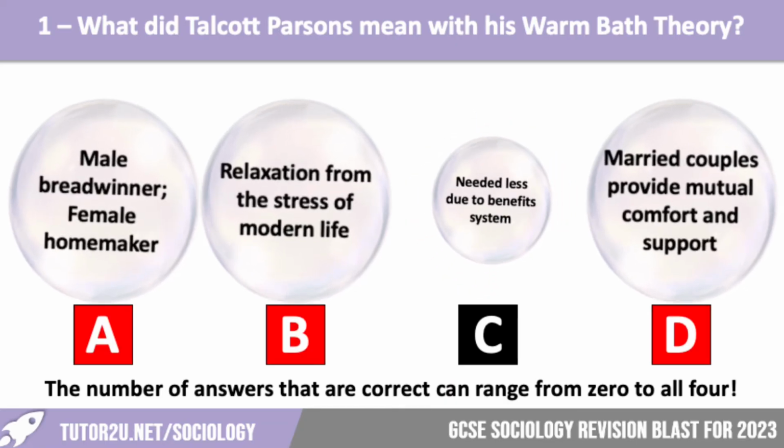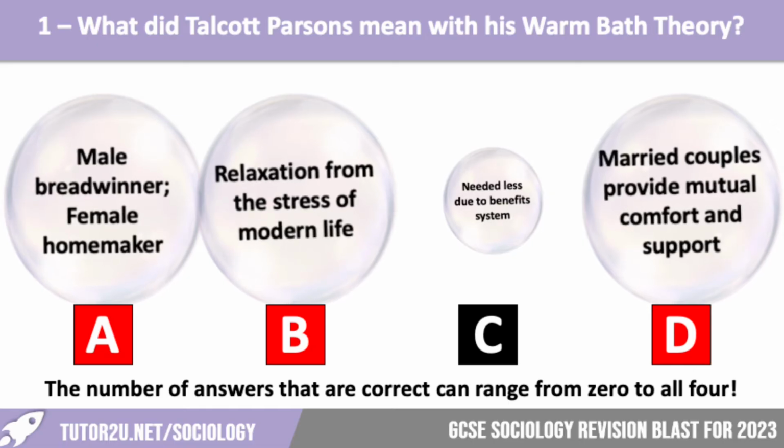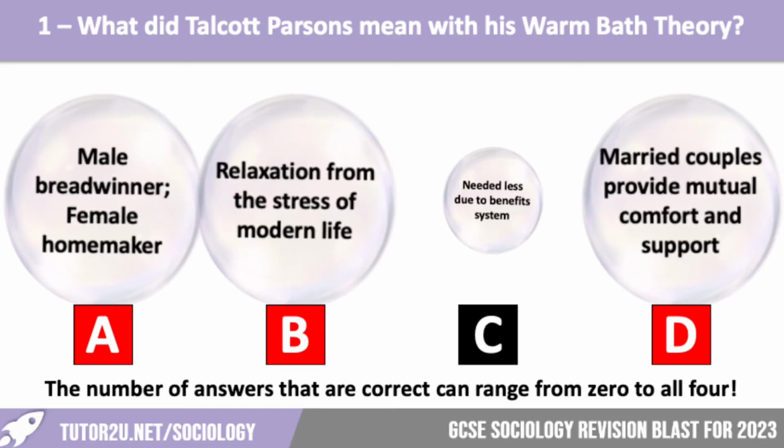Let's have a look. So they are all relevant apart from needed less due to the benefit system. So he argued that the warm bath, the family provided relaxation from the stress of modern life, married couples provided mutual comfort and support, and this was really dependent on a male breadwinner and female homemaker situation.